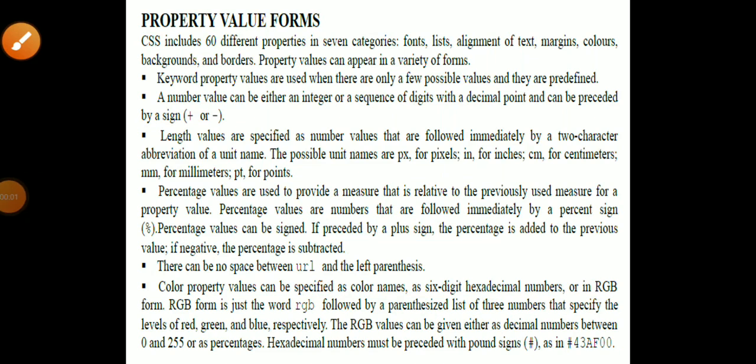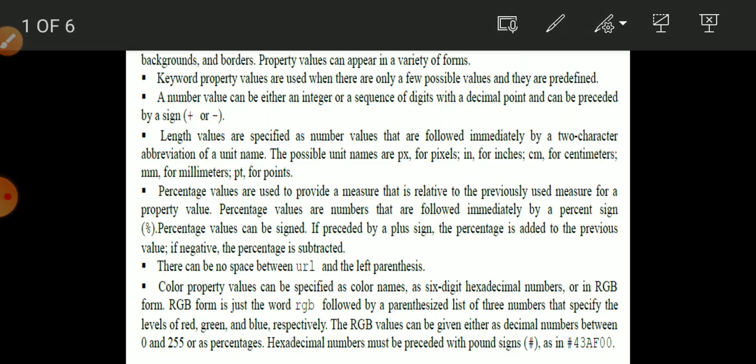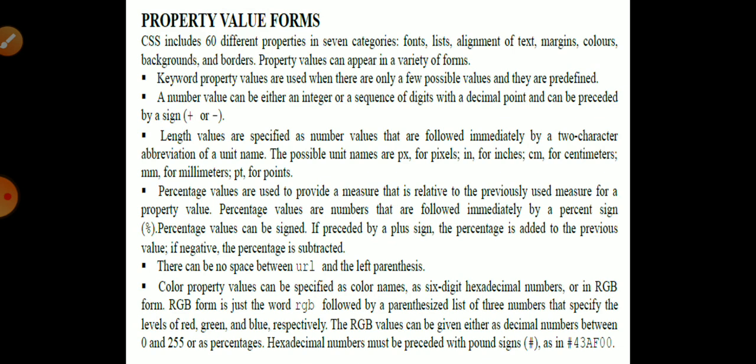Today we'll be discussing the concept of property values in web programming. So what is a property value? It is nothing but specifying certain things from a whole text which is being considered, that can be used as a property value. It may be text, a list, fonts, margins, colors, backgrounds and borders.